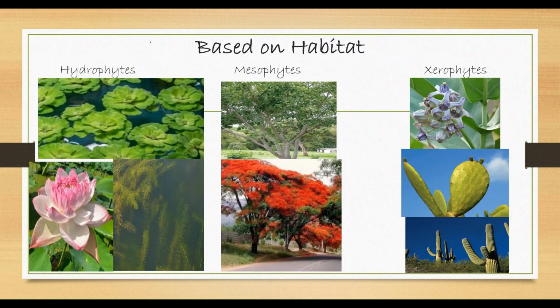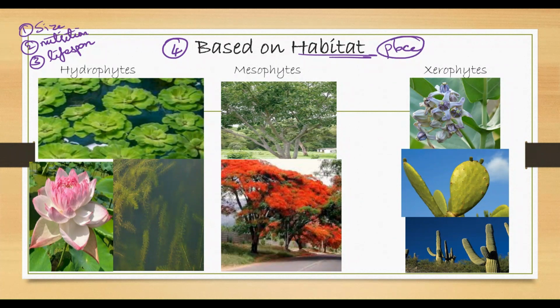Now, the fourth way. We are discussing the artificial system of classification, and under it, plants can be classified based on their size, based on the nutrition, based on lifespan, and now the fourth one is based on the habitat. If you remember, about 10 minutes ago in one of the slides I said what habitat is. It is the place where the plant or the organism survives.